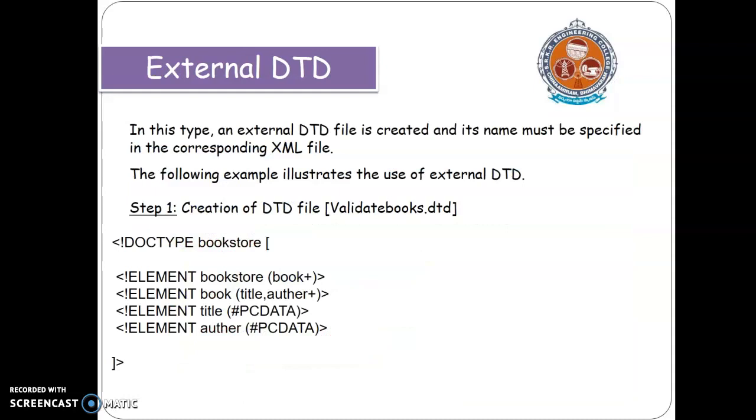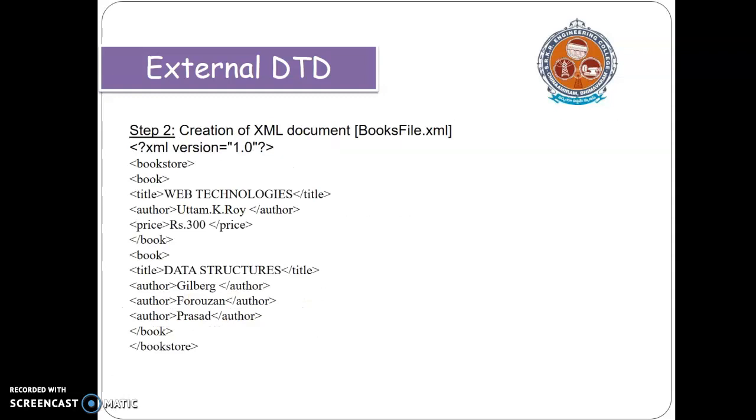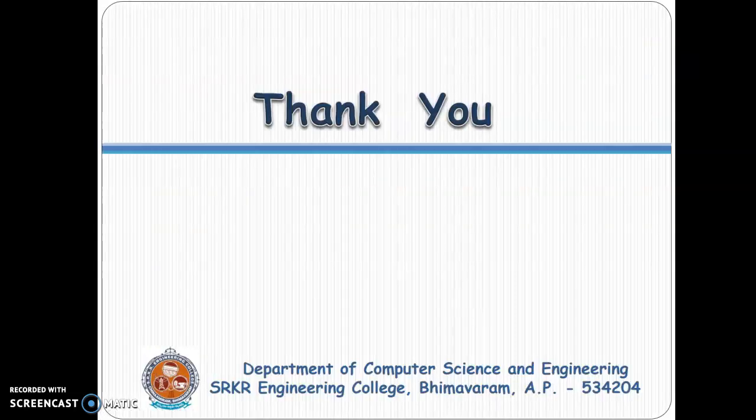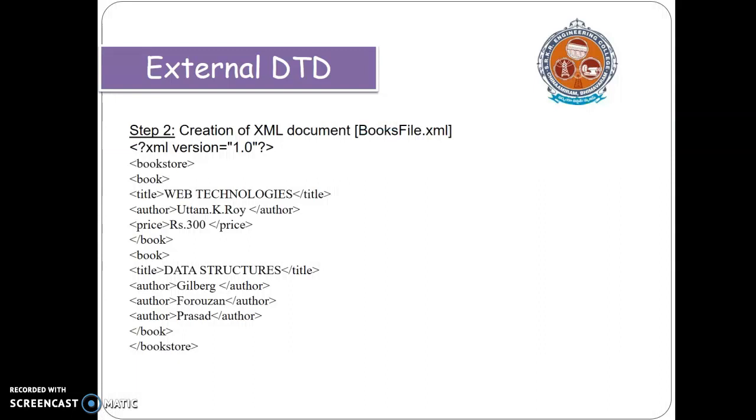External DTD. In this type, an external DTD file is created and its name must be specified in the corresponding XML file. The following example illustrates the use of an external DTD. Creation of the DTD file validationbook.dtd, and here we are saving this DTD file. After the creation of this document, we write the XML document, XML version 1, bookstore, and finally we get the output.